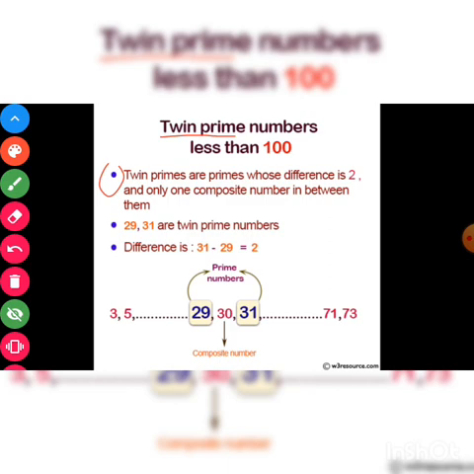For example, take the numbers 29 and 31. 29 is a prime number, 31 is also a prime number, and in between them only one composite number, 30, is lying. So the difference between 29 and 31 is 2. They both are prime numbers, so it is a twin prime pair. Let us see a few more examples of twin primes.